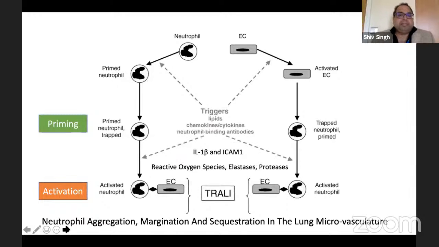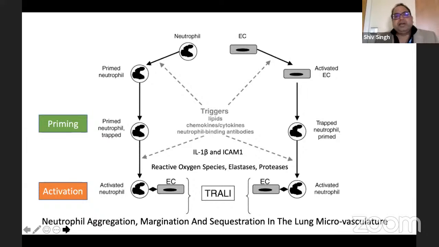So if you look at the overall pathophysiology of TRALI, there is basically neutrophil priming, and then there is neutrophil activation. This leads to neutrophil aggregation, margination, and sequestration in the lung microvasculature, which leads to leakiness of the endothelium. And that's what causes the pulmonary edema picture on the chest X-ray.